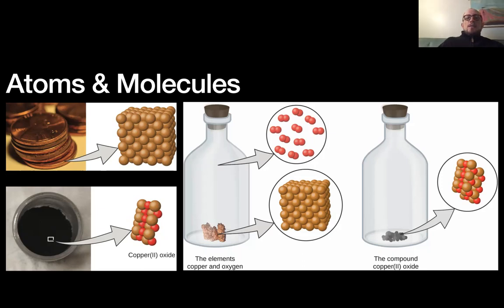And you can see an experiment where the copper is converted into this copper oxide on the right, starting with a bottle full of oxygen in the atmosphere of the bottle and copper on the bottom. Eventually, a reaction will occur and the atoms will bond and combine to form copper 2 oxide on the very far right.